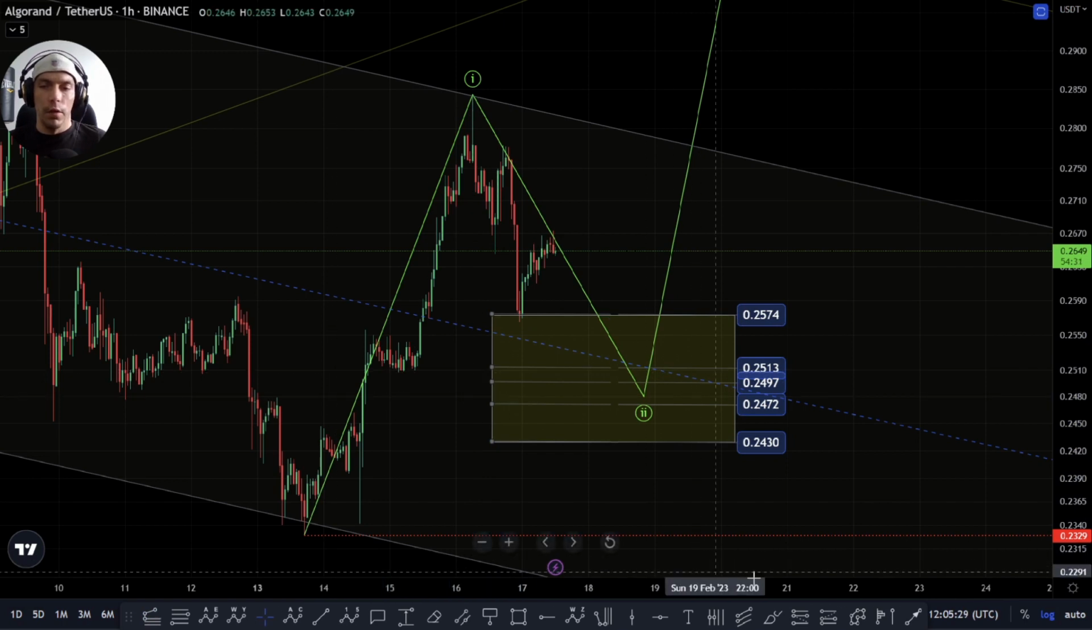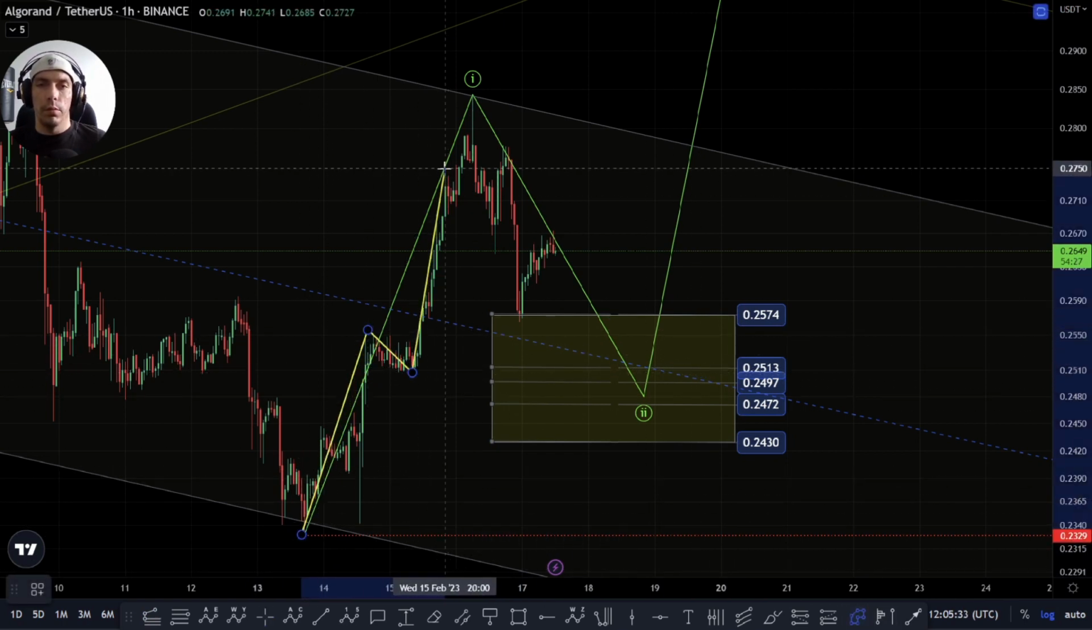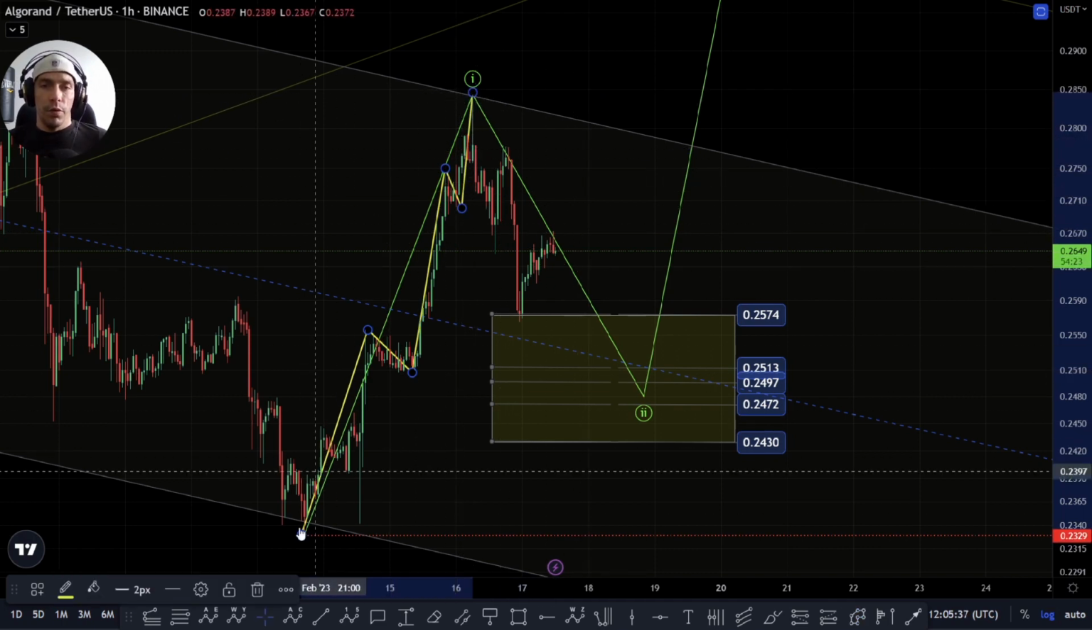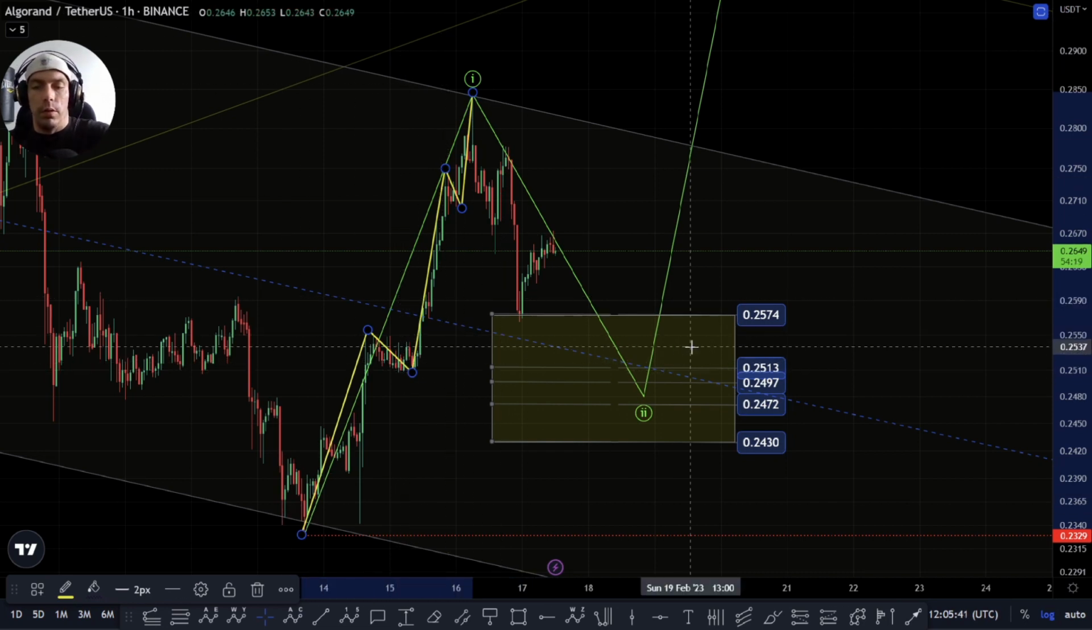Okay, so that's fine. For the most part, we can argue that we have a diagonal here where this is 1, 2, 3, 4, and 5 to the upside. So this is a possibility. This would complete either an A wave or wave 1. In this instance, we're looking for that wave 1.